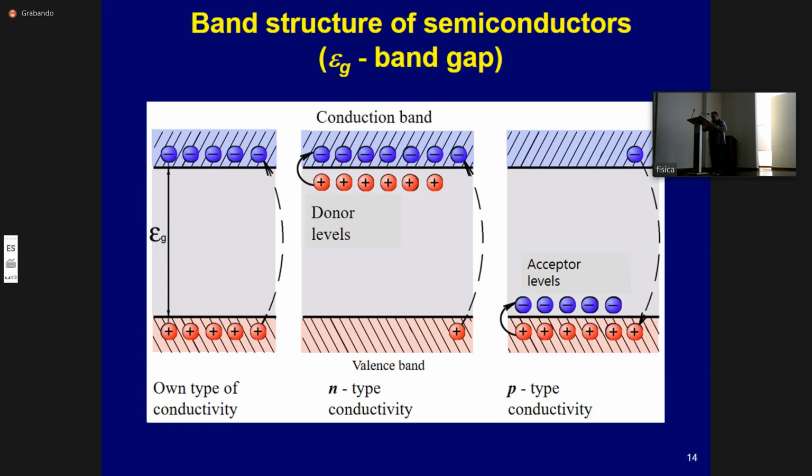Thus, the conductivity of an intrinsic semiconductor detector is due to the transitions of electrons from the valence band to the conduction band. The conductivity of impurity semiconductor detectors of the n-type is due to the transitions of electrons from donor levels to the conduction band. And also the conductivity of the p-type is due to the transition of electrons to the acceptor levels.